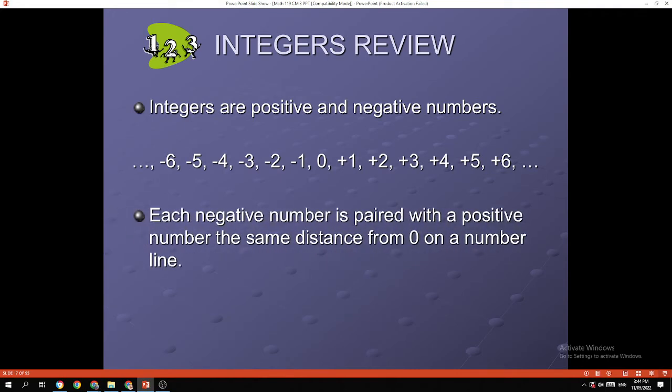Each negative number is paired with a positive number, the same distance from 0 on the number line. As you can see, the distance from positive 1 to negative 1 is the same. The same with positive 2 and negative 2 from 0. Same thing with 3 and negative 3. The distance from 0 is totally the same.